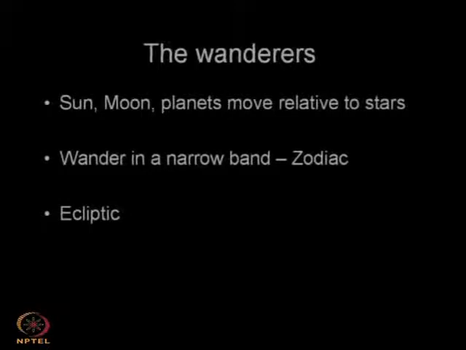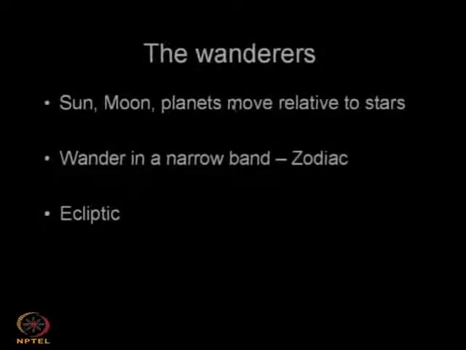Now, in addition to these fixed stars whose relative positions remain fixed in the sky, there are other astronomical objects which do not maintain fixed positions. These are the wanderers, and the name planet comes from there. So these objects that wander on the sky, the sun, the moon and the planets, are all seen to move on the sky relative to the fixed stars. They do not have fixed positions on the sky.